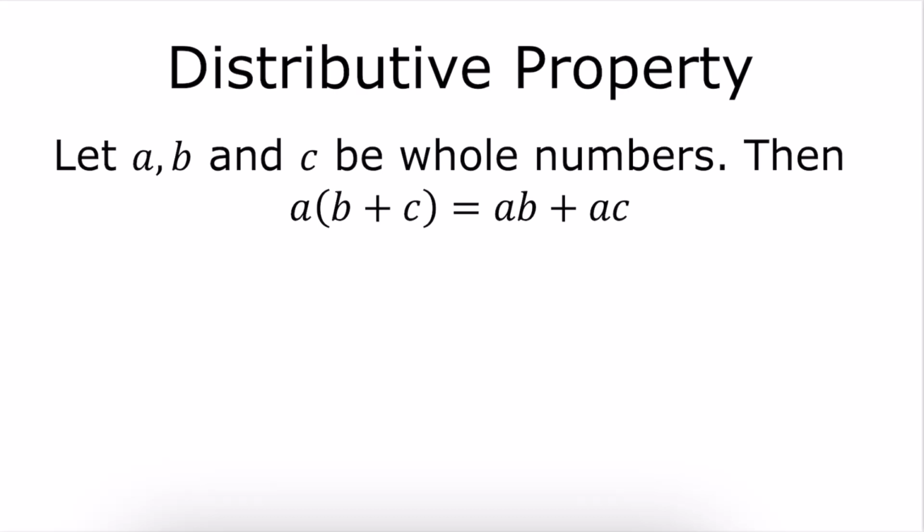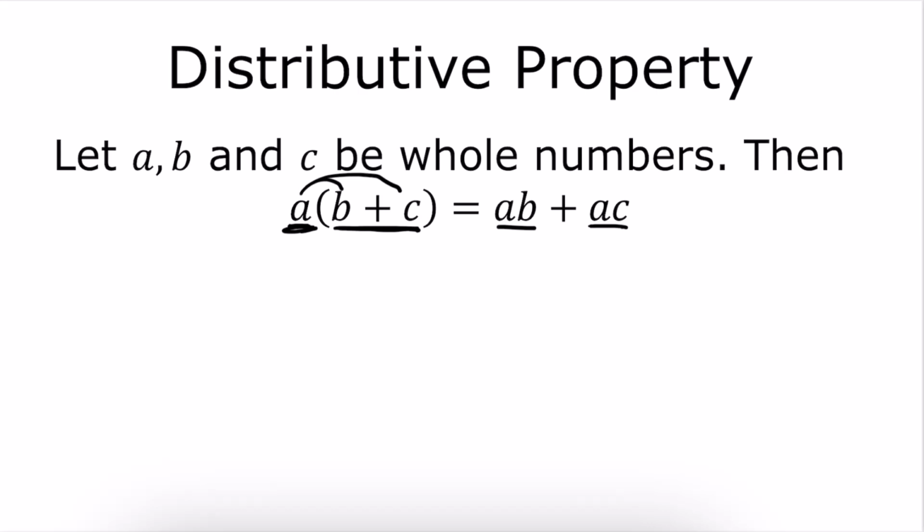So the distributive property says that if you have a number multiplied by 2 other numbers that are being added together in parentheses, then you can multiply this number by both of the numbers inside of the parentheses separately and then add them together. So the distributive property is technically called the distributive property of multiplication over addition. And there's also the distributive property of multiplication over subtraction as well. And let's look at why this is true.